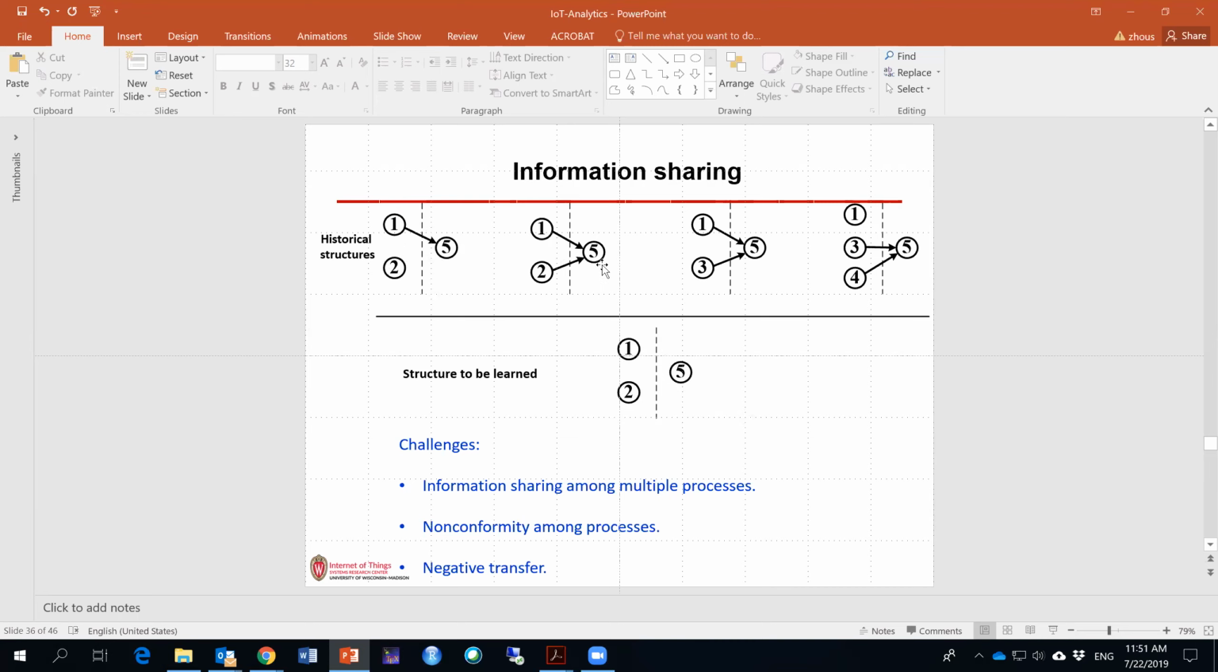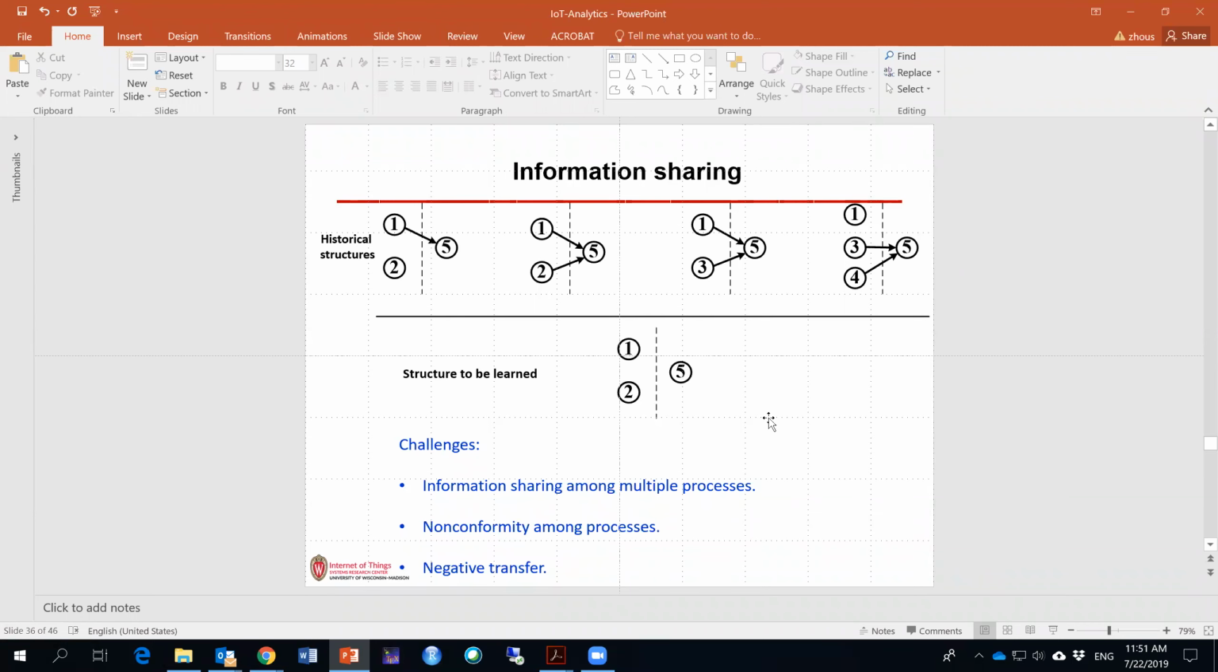A simple check of the problem formulation, we'll see there are some challenges. This is illustrated by this picture. The first challenge is the inconsistency in the historical process. For example, we have two historical processes. In process 1, 2 and 5 do not have a link. But in process 2, 2 and 5 have a link. So in that case, how can we make a decision for the new process? Should we put a link between 2 and 5? So how do we learn, how do we fuse these two conflicting pieces of information together?